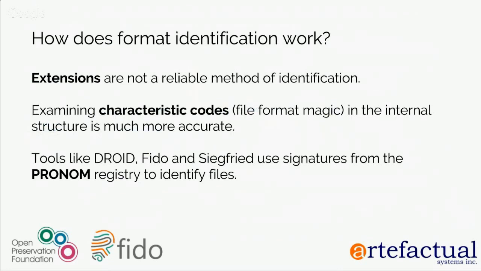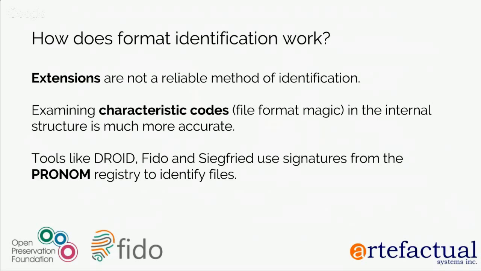How does format identification work? This is a really basic fact, and I'm sure all of you listening are probably aware of it, but generally, extensions are not really considered a reliable method of identification. If you go to your desktop and right-click and change a file extension, then voila, you have demonstrated the problem. It's much more precise, of course, to analyze the actual bits in the file, looking for what's referred to as characteristic codes or file format magic. And these specific patterns of bits within files are what become a signature in a format registry like PRONOM.